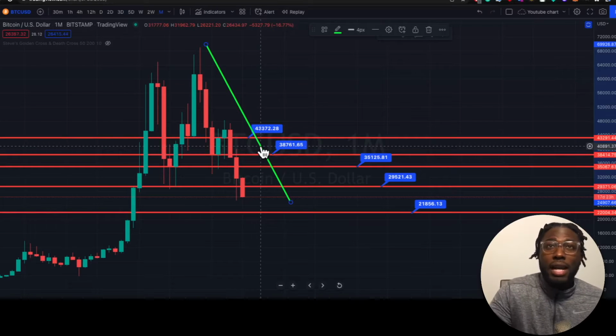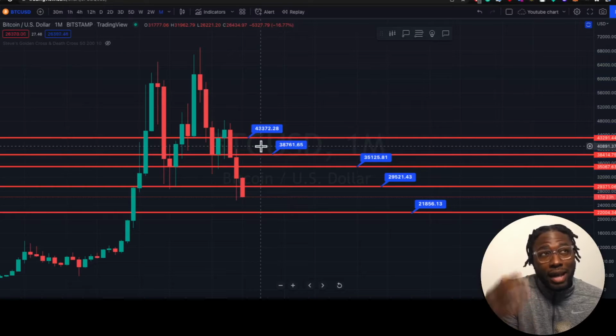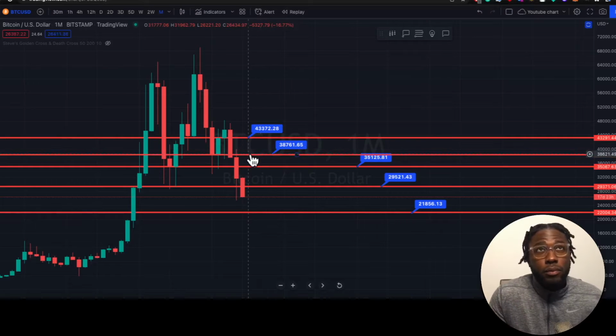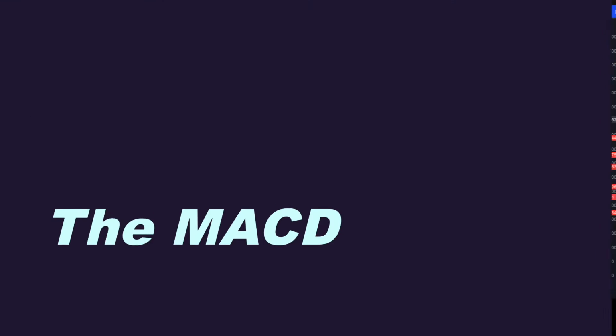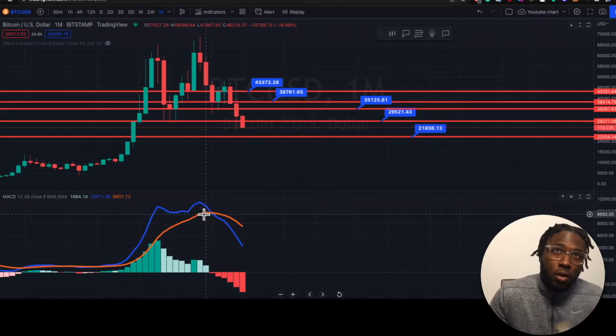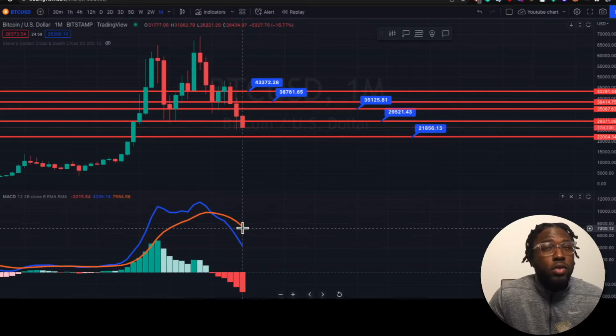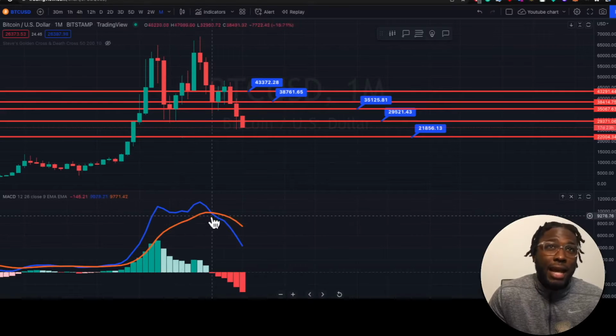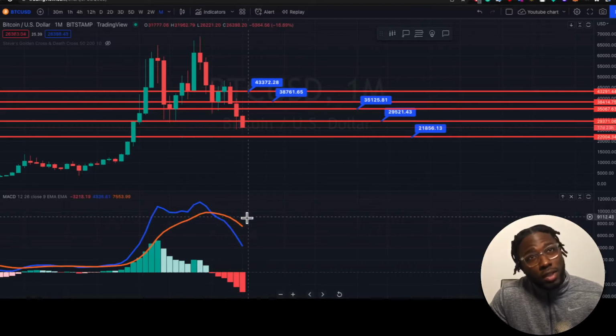Now since we're on the monthly chart, we can tell that the higher the time frame, the stronger the trend. Okay, now it's time for the MACD. Looking at the MACD, the orange is over the blue, so we know that, while it's a lagging indicator, price is continuing downwards.